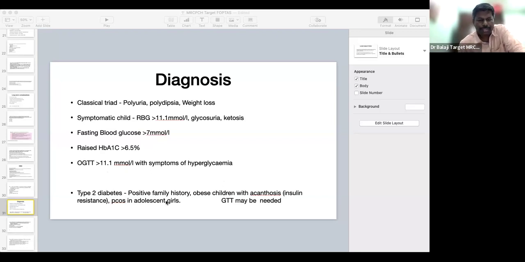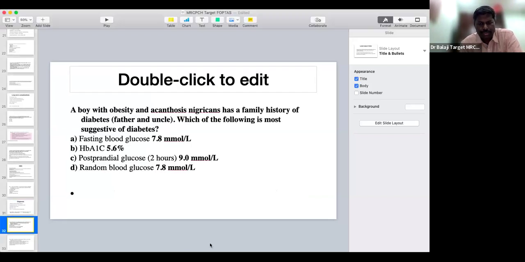In type 2 diabetes, where there is a family history, an obese child with acanthosis, then it might be a bit difficult. So there you do the glucose tolerance test to differentiate between type 1 and type 2 diabetes. Okay. So any doubts in this? So remember this magic value of random blood sugar 11.1, fasting blood sugar 7, and HbA1c of 6.5 percent. Now you tell me the answer.